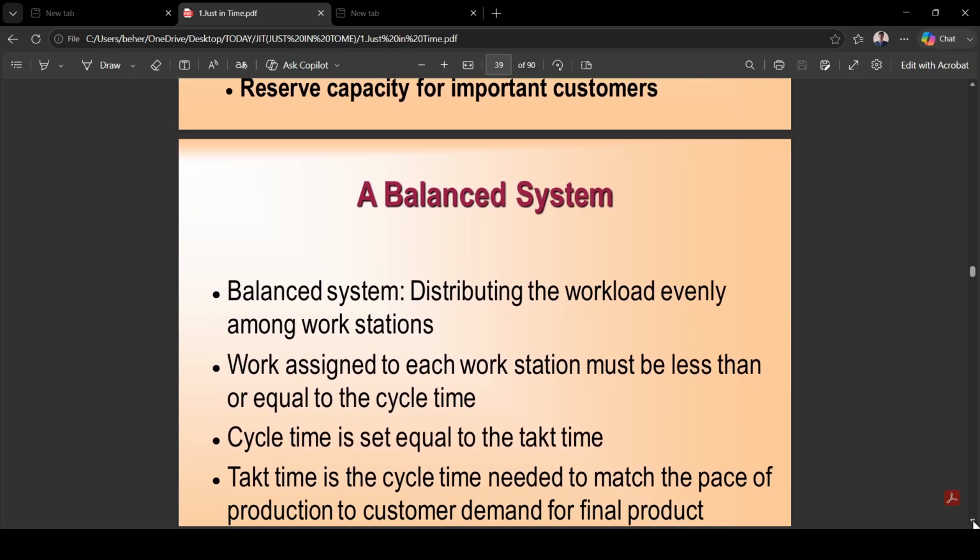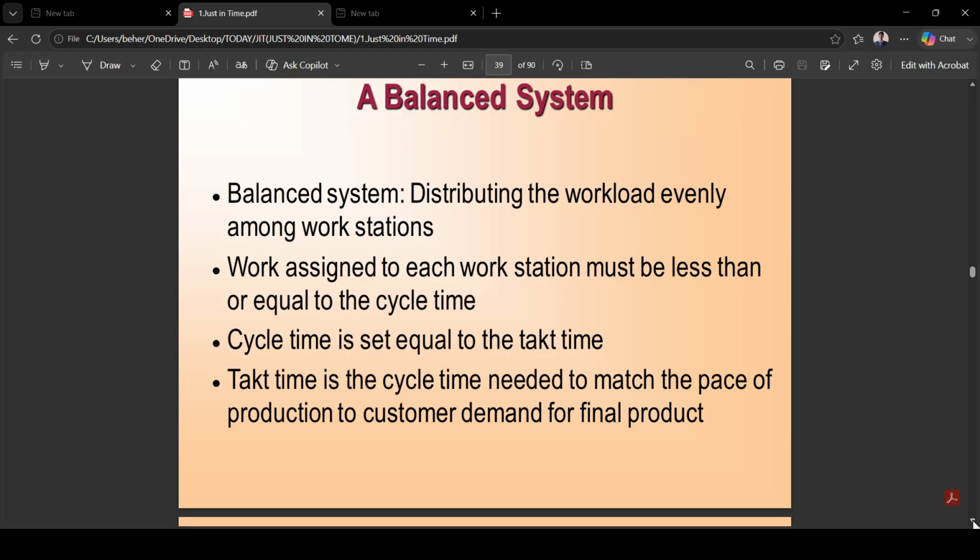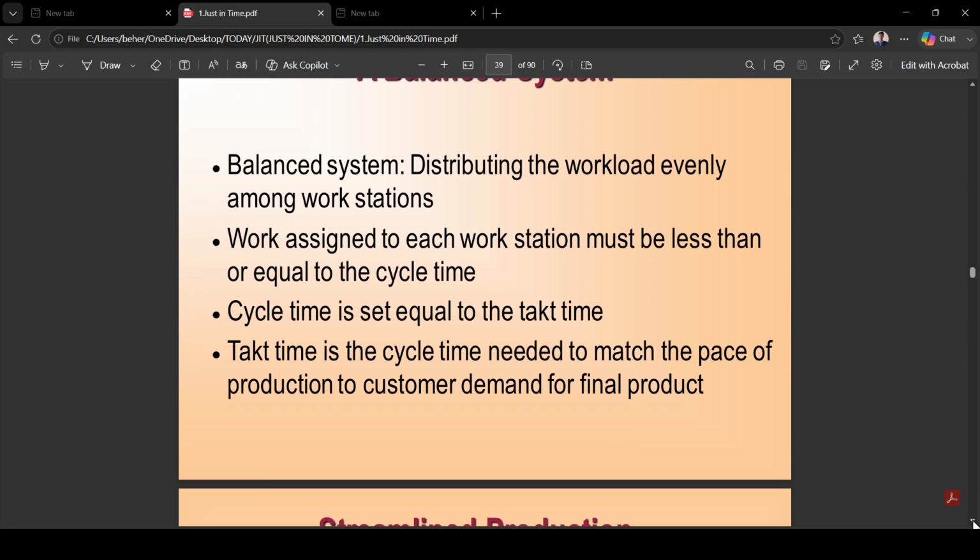Balanced system, distributing the work evenly among the workstations. Work assigned to each workstation must be less than or equal to the cycle time. Cycle time is set equal to the takt time. Takt time is the cycle time needed to match the pace of production to customer demand for the final product.